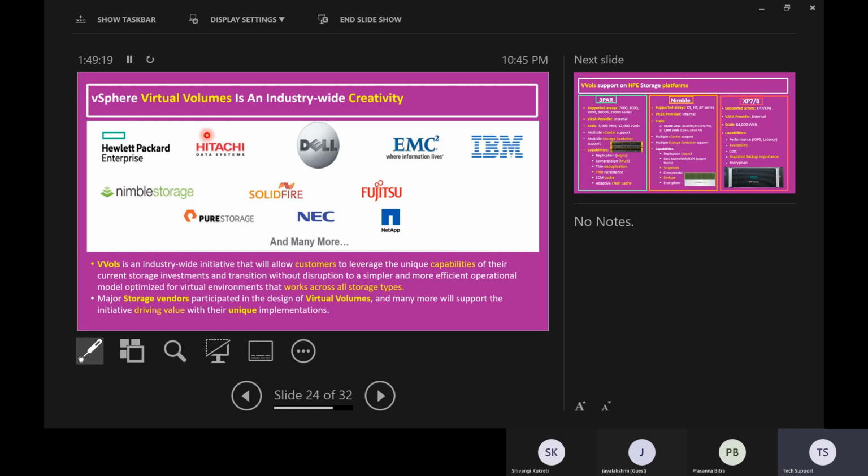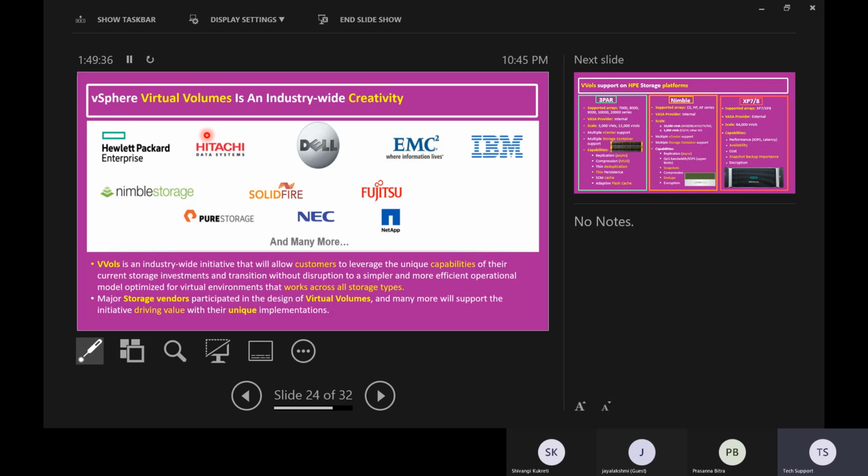And how about the array type, the storage array types? How many types of storage arrays do we have? We have FCoE, Fibre Channel over Ethernet, Fibre Channel SAN, iSCSI, NAS, and the software virtual device also. Okay, and the VASA provider. This is the point we are going to discuss.